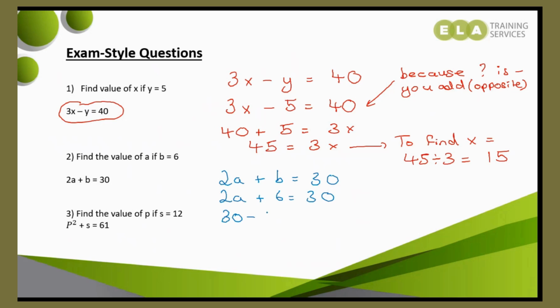So 30 take away 6 equals 2a. 30 take away 6 is 24. So 24 is equal to 2 lots of our number. So what number times 2 is equal to 24? So 24 divided by 2, half of 24 is 12. 12 is then a. And we've got our answer.